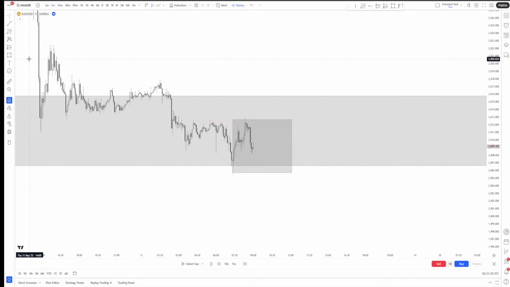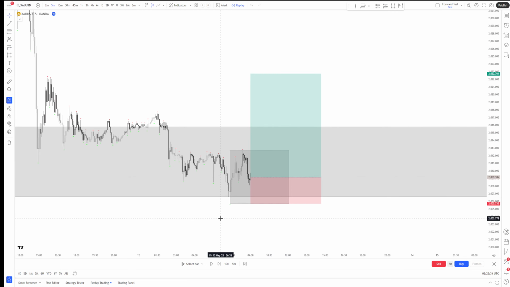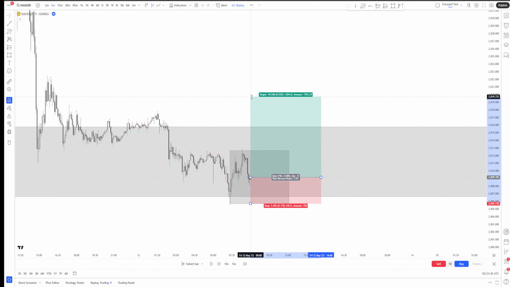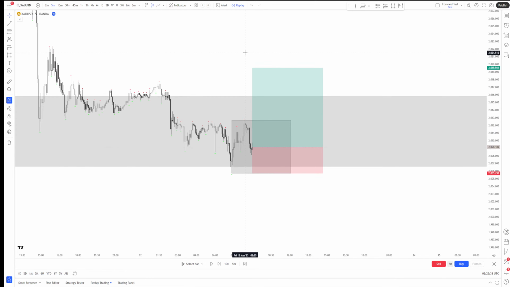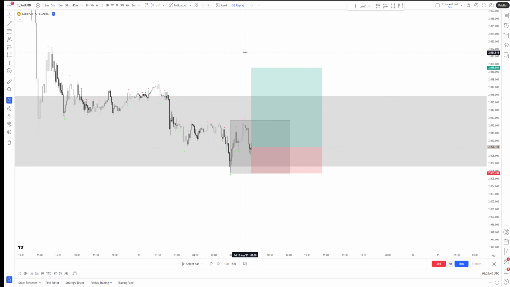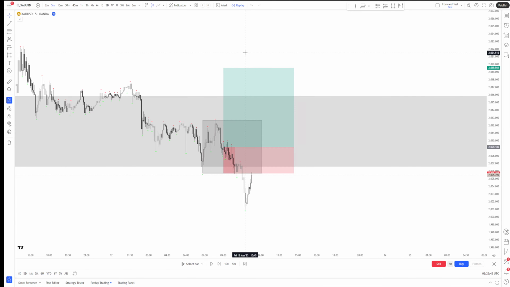And then what we're going to do, we're going to take an entry off of this, stop loss below there, and then we're going to go for a 3-to-1 reward to risk, and see for yourself what happens if we're going to hit target or we get stopped out. So there you go, we got stopped out there.